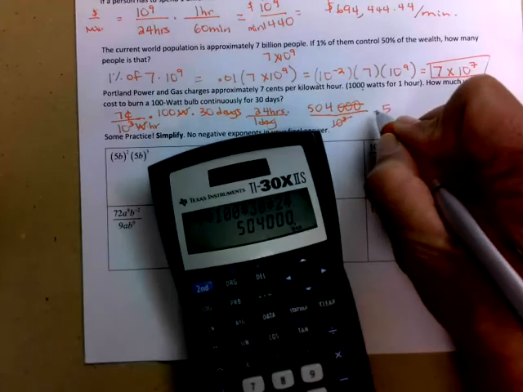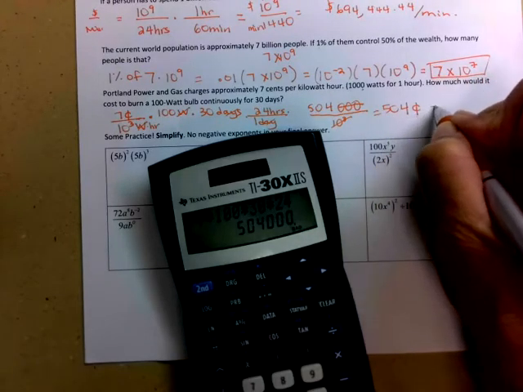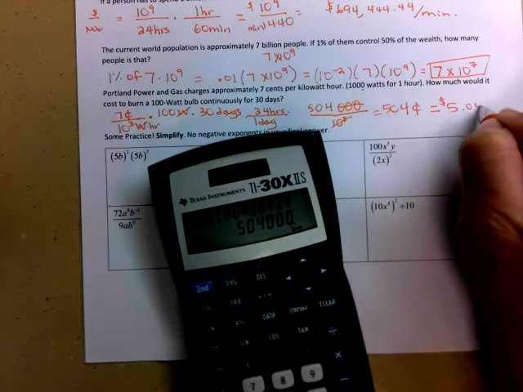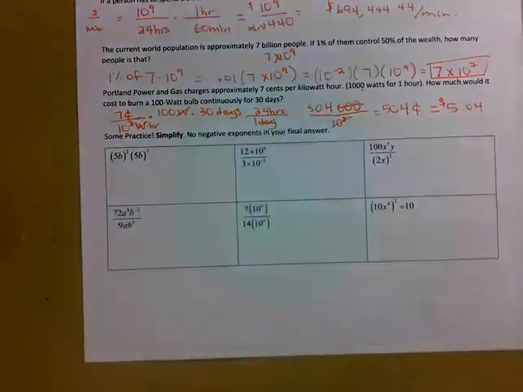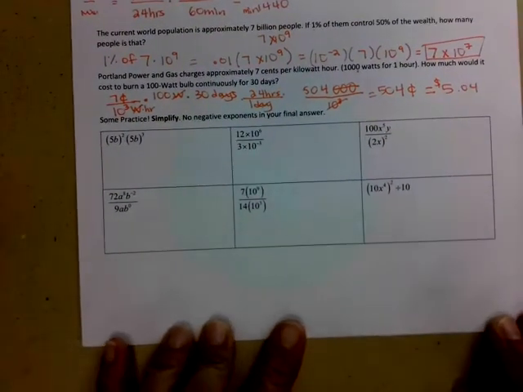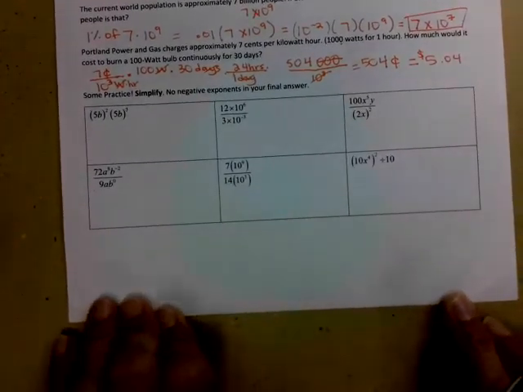So 504 cents, or, right, $5.04. Okay, well, I guess scientific notation we could have done without it on that one. But anywho, let's go ahead and practice our exponent properties.